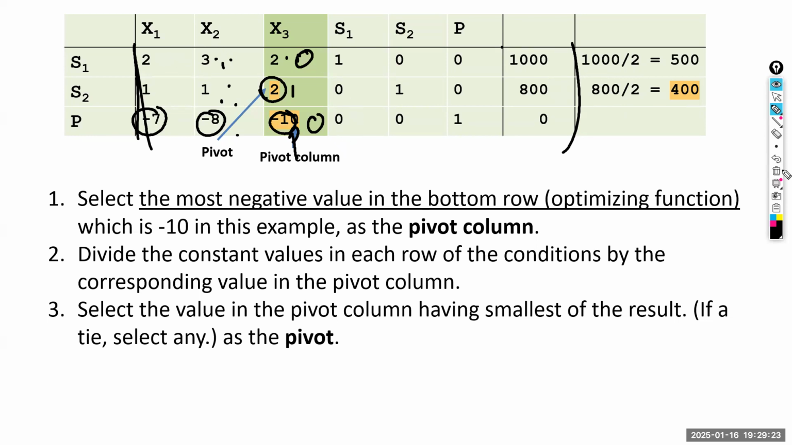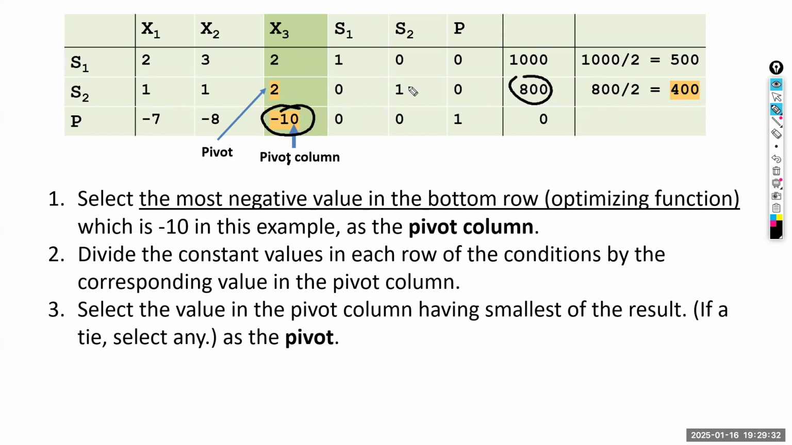Okay. Right. So let's do it. Now we are in the first iteration. Now we have identified the pivot column because this is the most negative value. Then we have divided our value by the coefficient and found the smallest quotient. So therefore now we have found the pivot column and pivot value. Okay. Right. Any questions?